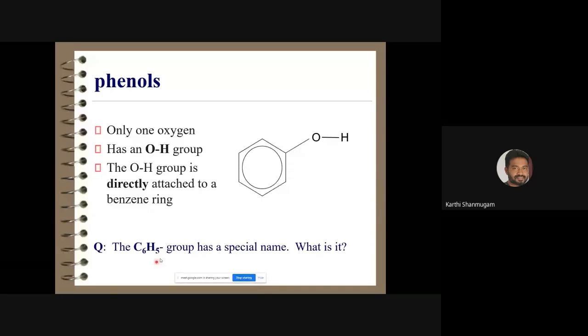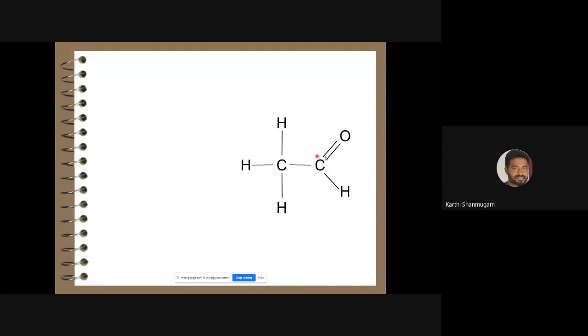Okay, from the next class I'll be showing a lot of drug structures. Whenever you see that C6H5, you should not call this benzene, right? C6H5 is not benzene, it is the phenyl functional group. Any idea what this functional group is? Aldehyde. So what's the general structural formula for aldehyde?